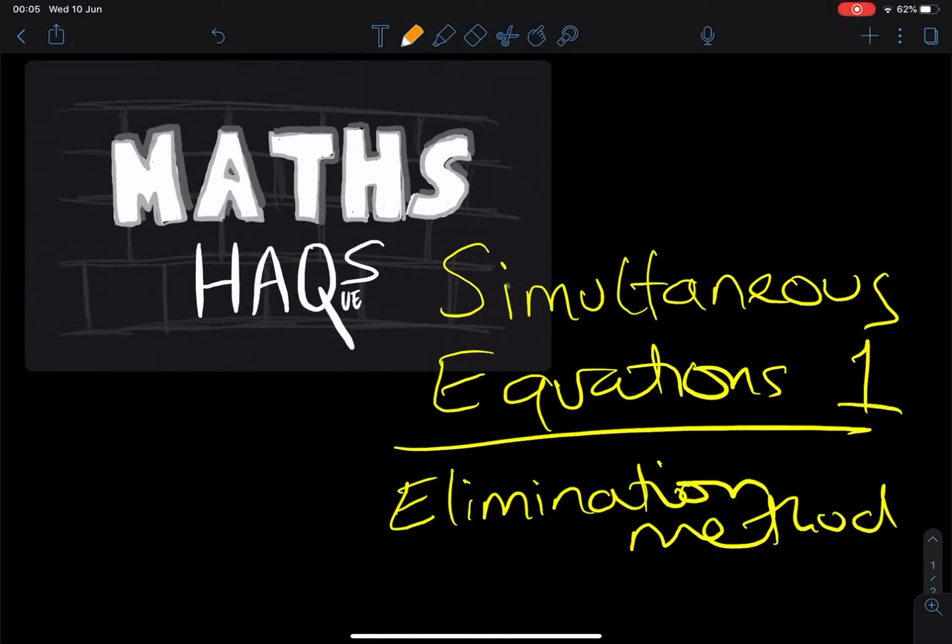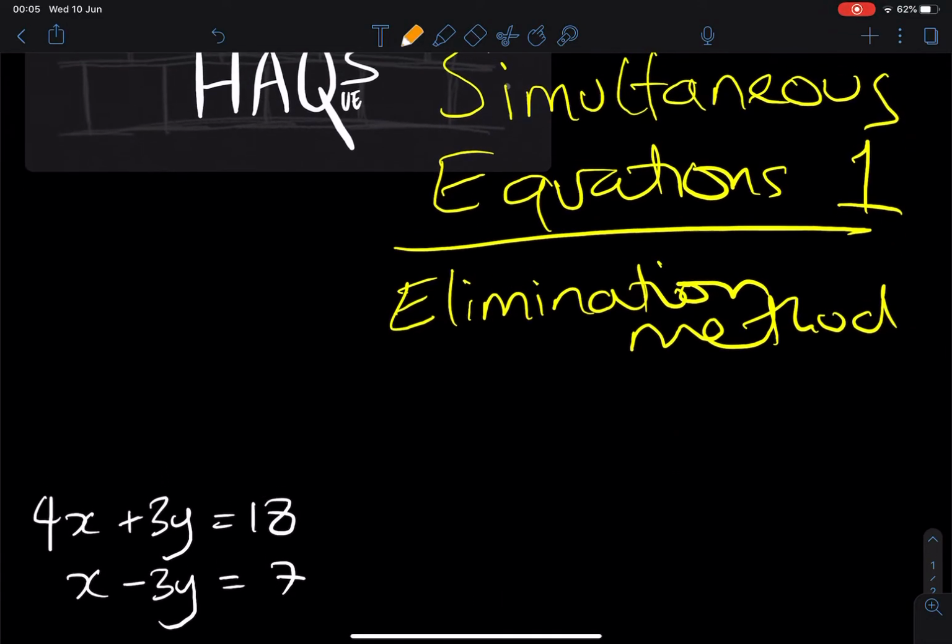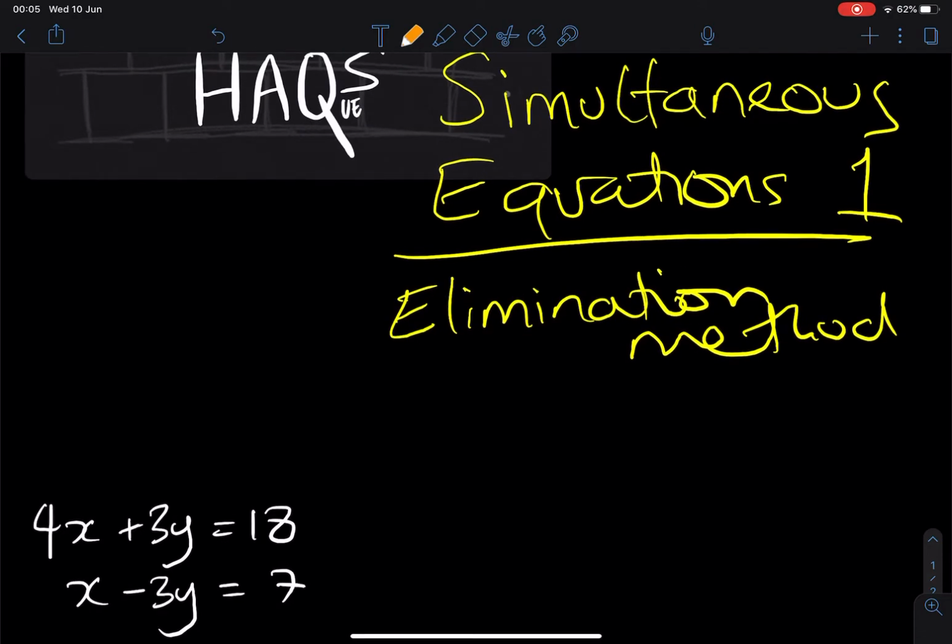We're going to do another episode, this time on the simultaneous equation. Now, a simultaneous equation is when we've got two equations that have got exactly the same value of x and y. And we're going to focus specifically on the elimination method. There's a few methods, one being the elimination method. In another video, we're going to do substitution method, solving it graphically, etc.